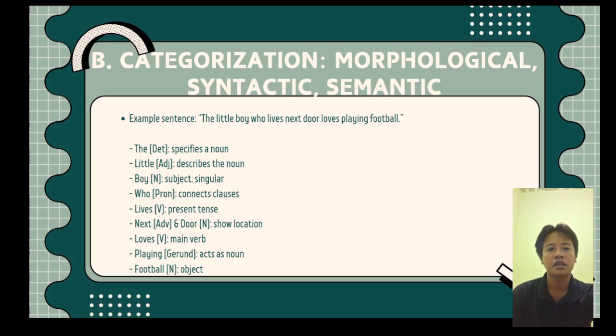In the sentence, the is a determiner. It tells us which noun we talk about, and little is an adjective. It describes the boy, and boy is a noun, and it is the subject. Who is a pronoun joining the two parts of the sentence, and then lives is a verb in the present tense. Next door shows place. Loves is the main verb. Playing is a gerund verb used as a noun, and football is the object.